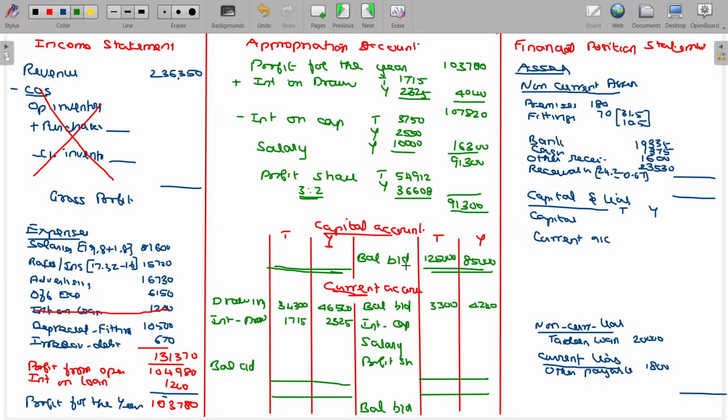Now, while preparing capital account, there will not be any change. The opening balance remains same. In current account, I have to post. This one will go to the debit side. This will go to credit side. The debit side item was already posted. Interest on drawings, only credit side item. Interest on capital, 3,750 for T, 2,550 for Y. And salary is only for Y, 10,000. Profit share being 54,912 for T, 36,608 for Y.